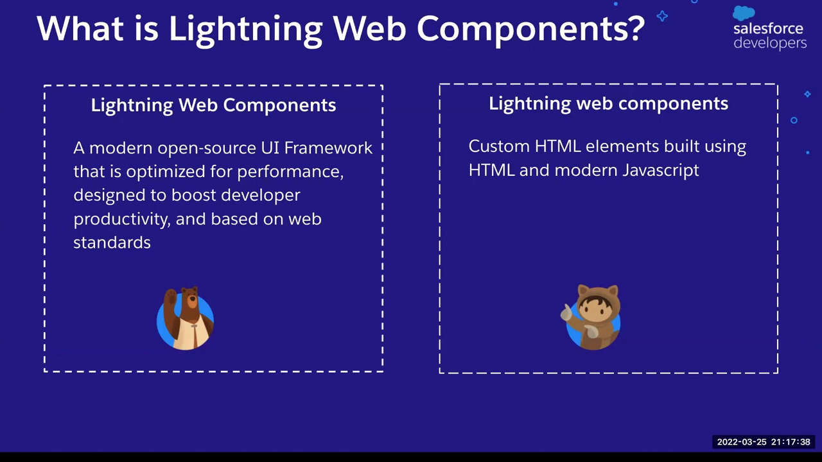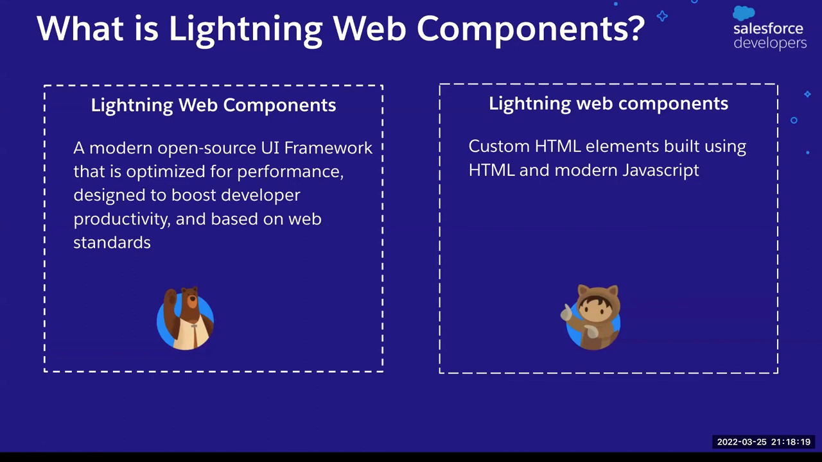Why Lightning Web Components came into existence, we are going to see the story in a short while. But Lightning Web Components was introduced in order to optimize performance. When it optimizes the performance, obviously it is going to boost developer productivity. And the most important thing is it is based on web standards. What that means is whatever code your browser runs, maybe your Chrome browser, maybe your Safari browser, whatever browser, your Lightning Web Component is based on that code. That's why the performance is so good when it comes to Lightning Web Components.